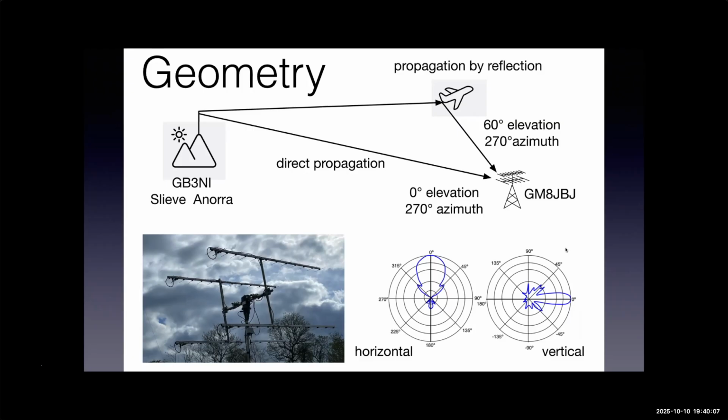So all you need to take from the bottom right is that I've got directional antennas, highly directional antennas, and I am pointing up at 60 degrees at the aircraft. And that's the geometry of the whole thing. So we've got propagation by reflection off the airplane, and we've got direct propagation across the path in the troposphere.